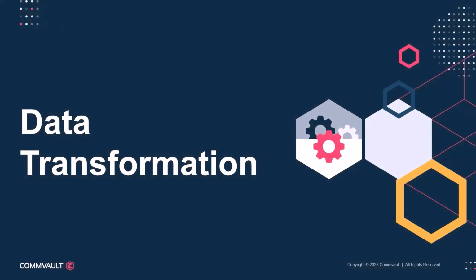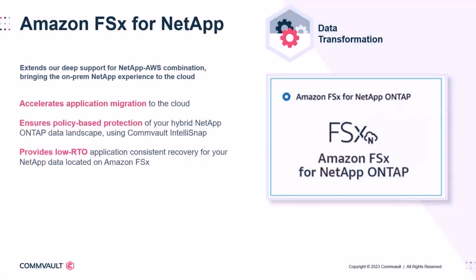Let us now talk about data transformation features in more detail. For AWS, we're extending our deep support for NetApp AWS to bring the on-premises NetApp experience to the cloud. With this capability, we help accelerate application migration to the cloud, ensuring policy-based protection of the hybrid NetApp ONTAP data landscape using Commvault IntelliSnap. And we provide low RTO application consistent recovery for your NetApp data located on Amazon FSx.